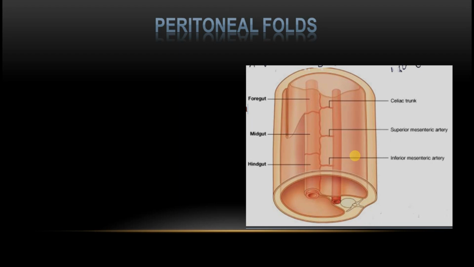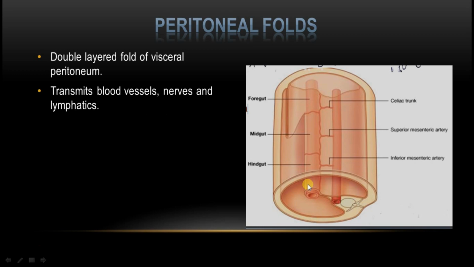Now coming to the peritoneal folds. A couple of slides back I told you the visceral peritoneum mainly forms double layered folds. These double layered folds of visceral peritoneum are called peritoneal folds, and they are also called ligaments. So we will see the various peritoneal folds.